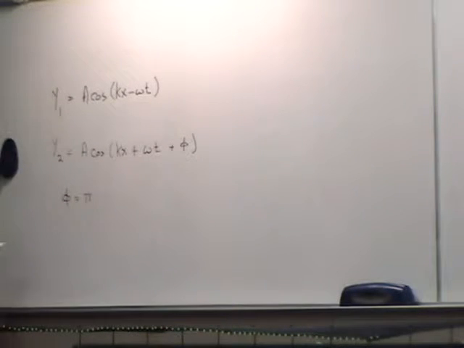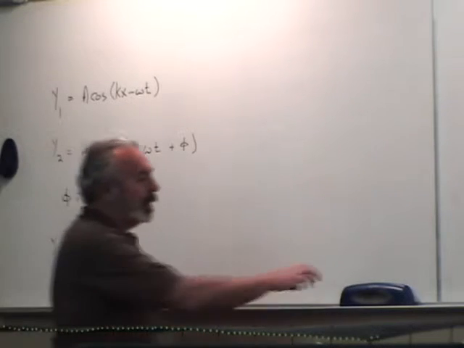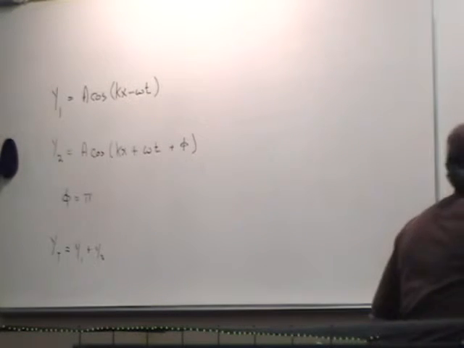Now what we're going to do is look to see what it should look like. Y total is going to be Y1 plus Y2. We're simply going to add the two waves together algebraically and see what happens.